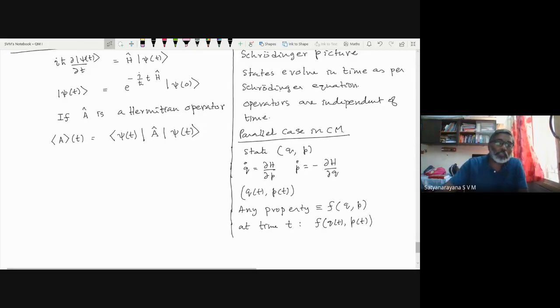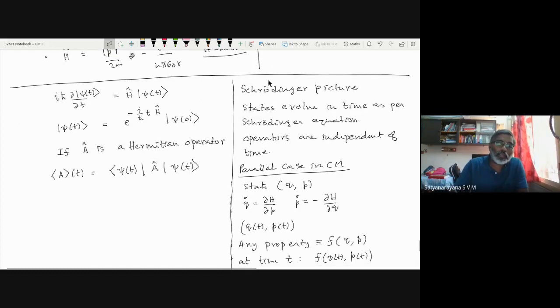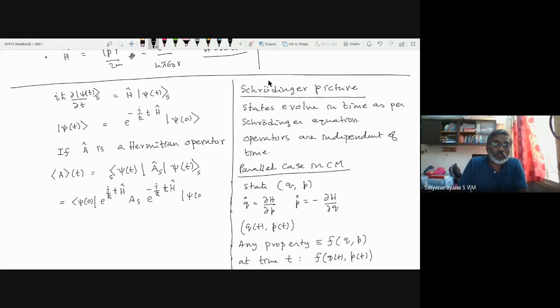Okay, but we can also think differently. Just because we are now introducing the Schrodinger picture, let me call this subscript S, and this also the Schrodinger picture S, and this as S. Now suppose I write this one as ψ(0) e to the power i by h cross H t, because in the adjoint it will be a plus sign, and e to the minus i by h cross H t ψ(0).